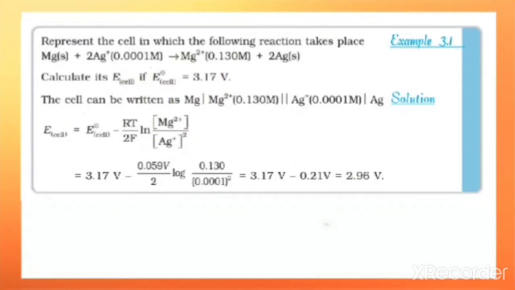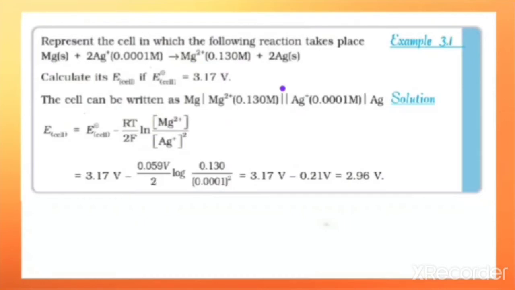First we have to write the cell representation, and the method of writing the cell representation is already discussed in the previous video. So how do we write this one? The oxidation part comes on the left hand side, and the reduction part comes on the right hand side. So here in oxidation, you can see Mg is converted into Mg2+. That means oxidation is taking place, Mg converted into Mg2+, that is written as Mg | Mg2+, and the concentration of Mg2+ is given to us, that we write in the bracket of Mg2+.